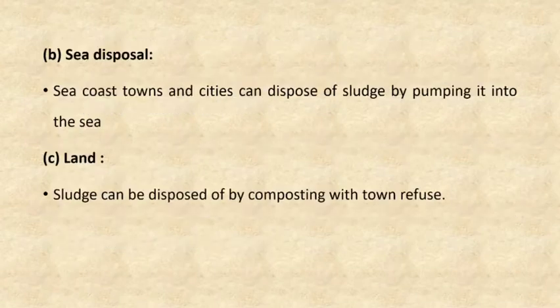The second method is sea disposal. The sea coast towns and cities can dispose of sludge by pumping it into the sea. And the third method is land disposal. The sludge can be disposed of by composting with town refuse. But the most used method is digestion, sludge digestion.